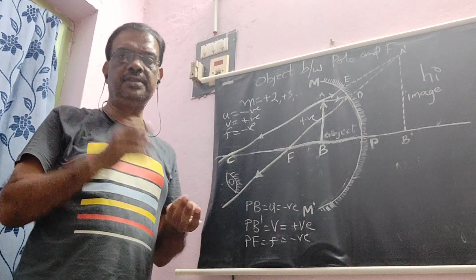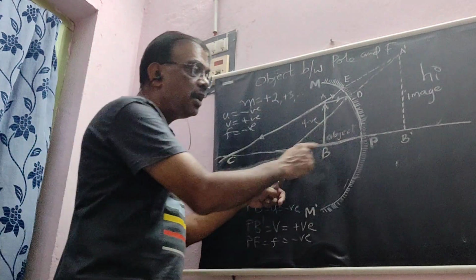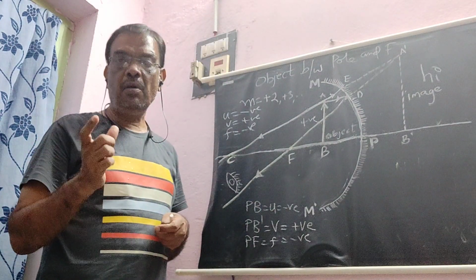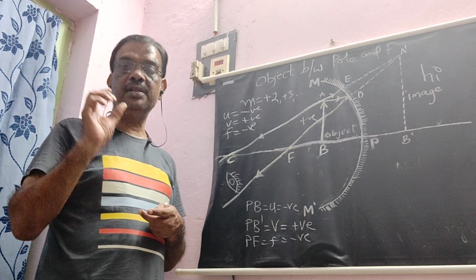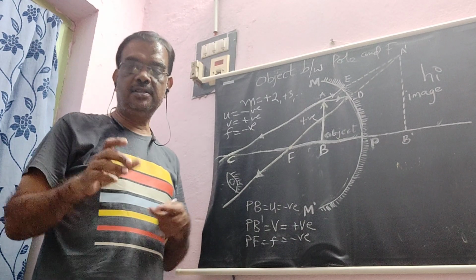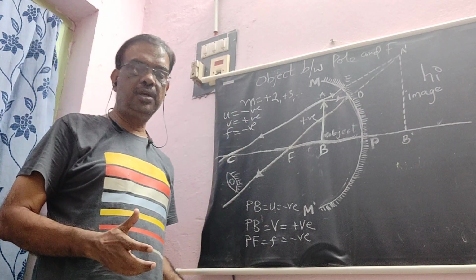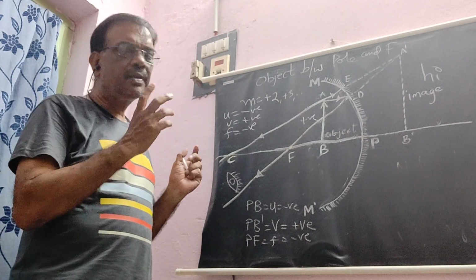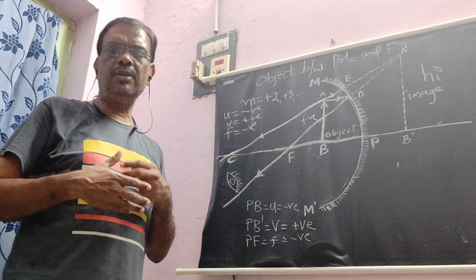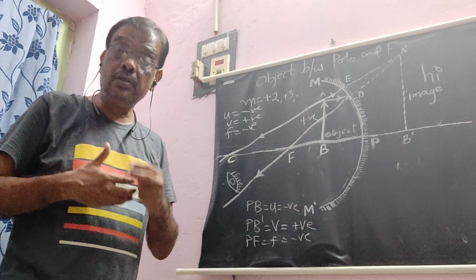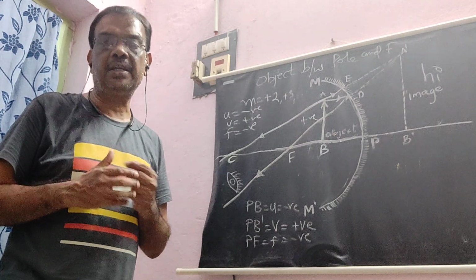Real, inverted, all this. But when the object is between pole and focus, the image formed is virtual and erect. Size of the image is magnified. For this ray diagram, children, watch carefully, listen to my lecture carefully and try to understand, and learn to draw this ray diagram perfectly.